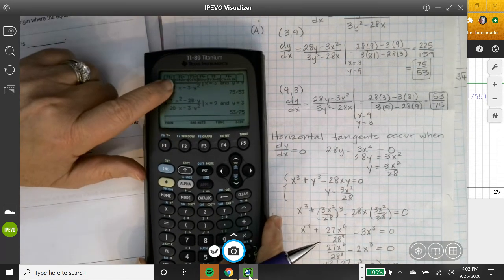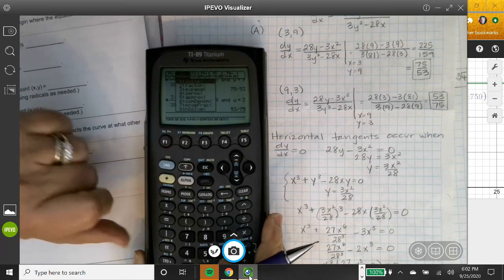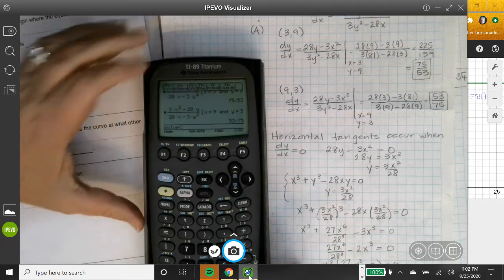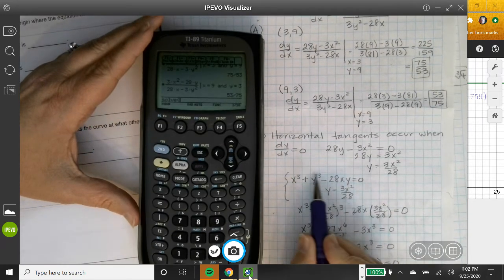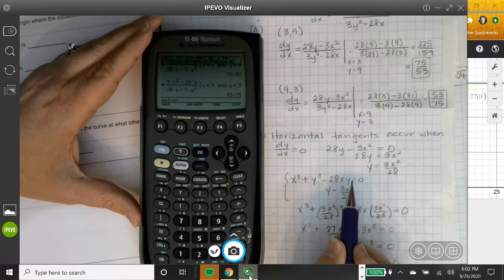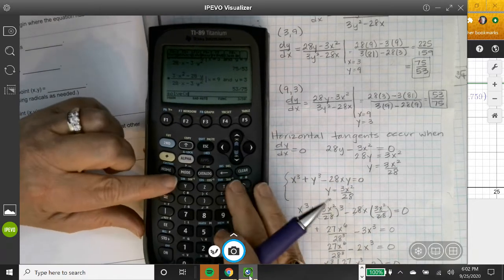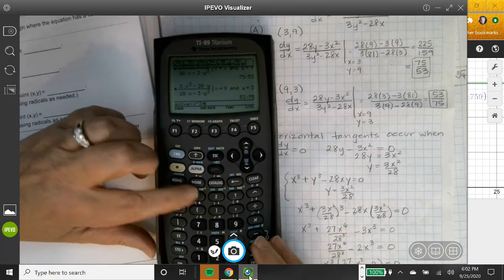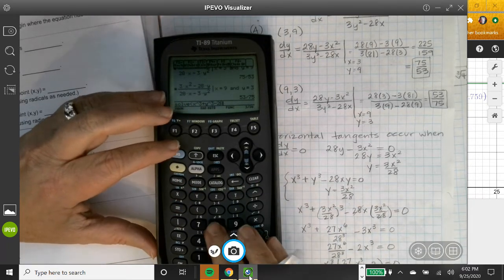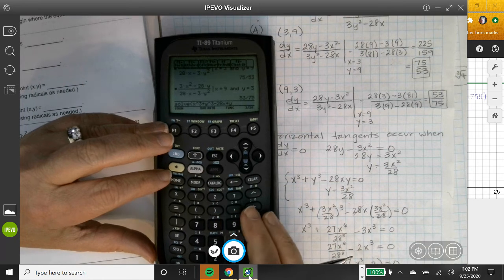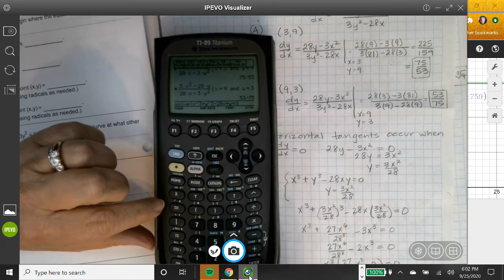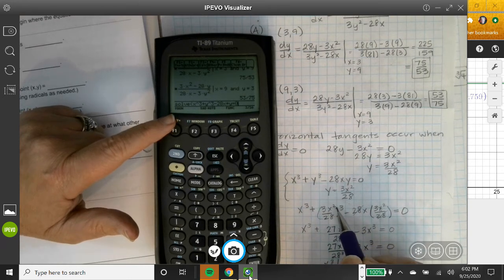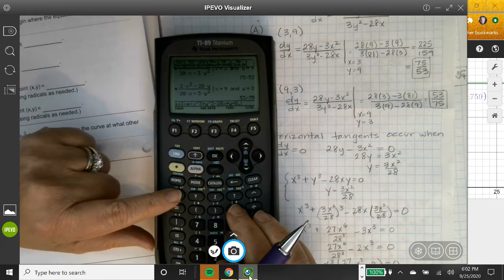So I'm going to press F2, which is algebra. F2, solve. Do you see the solve is number 1 on that menu? I press enter, and I want to solve this equation right here, the x cubed plus y cubed minus 28xy. So here we go, x to the third plus y to the third minus 28x times y equals 0. Now I want to solve that equation. If I substitute in for y, I'm going to have an equation full of x's. So I'm going to want it to be solving it for x.